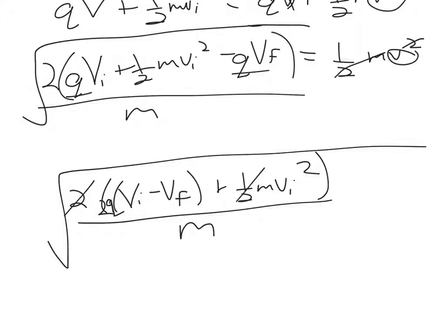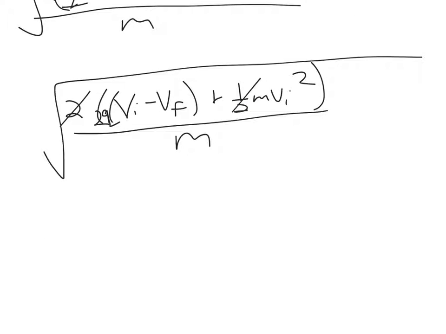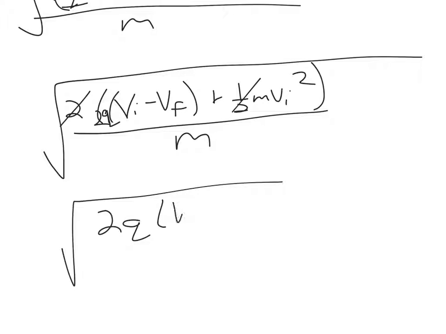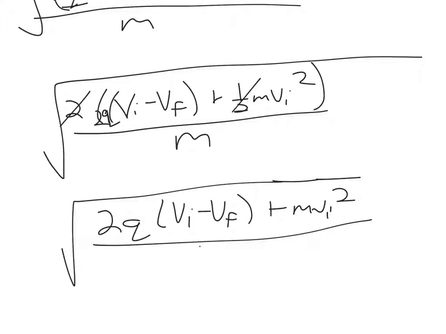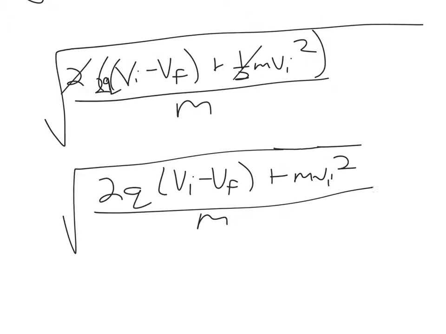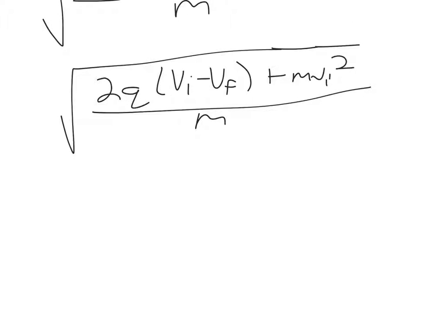So if I'm cleaning this up, which I probably should before I plug numbers in, I'm going to get the square root of 2Q times V initial minus V final, plus v initial squared over m... Okay. Note that the voltages were given to me. The initial velocity was given to me. I need to look up the mass and charge of a proton. We had looked up the proton before.